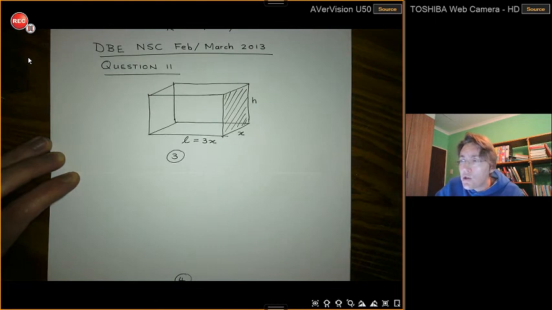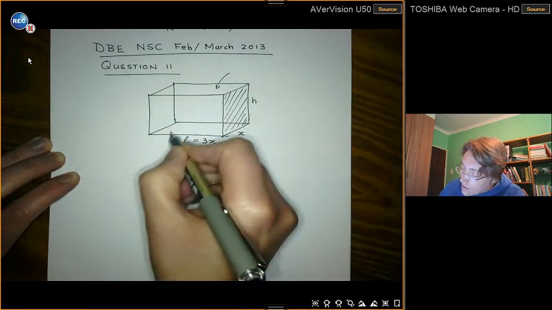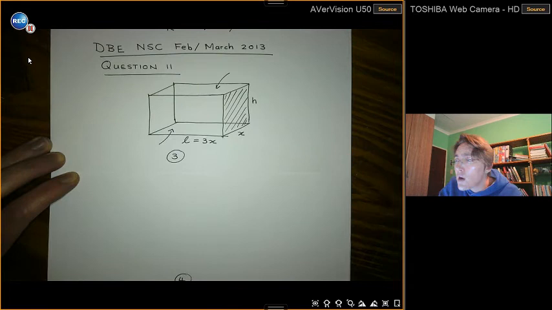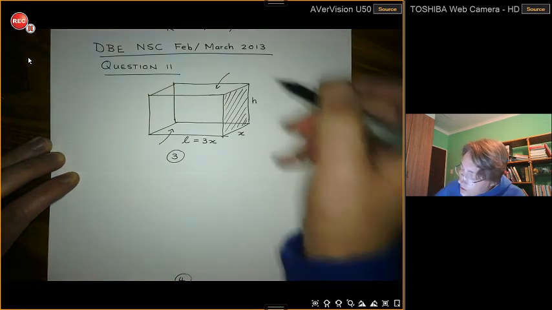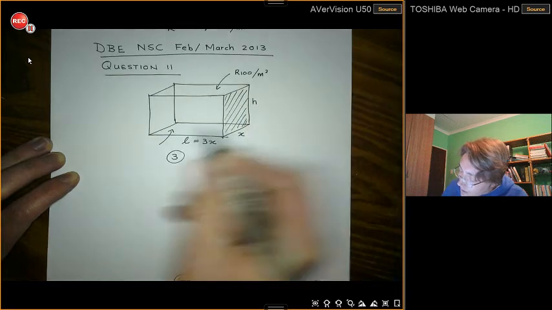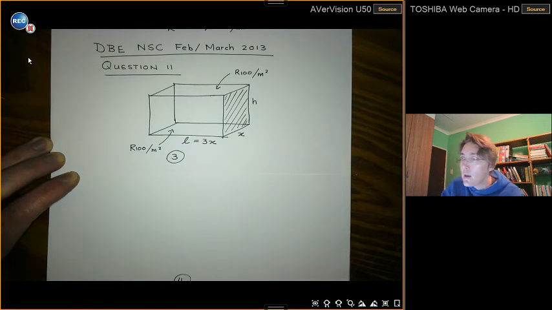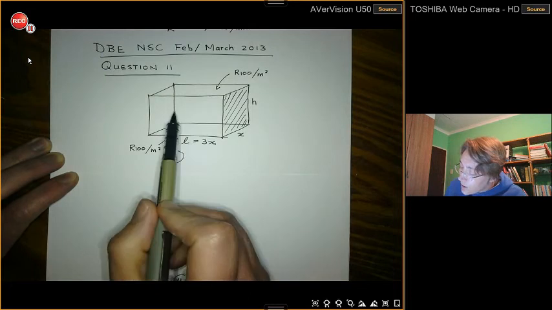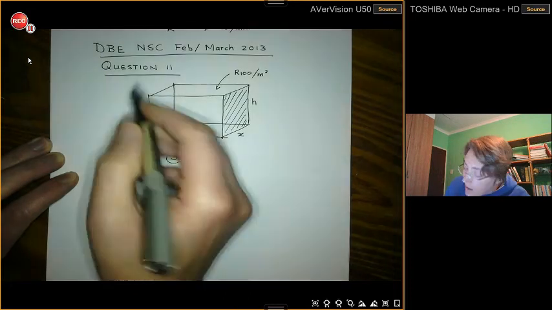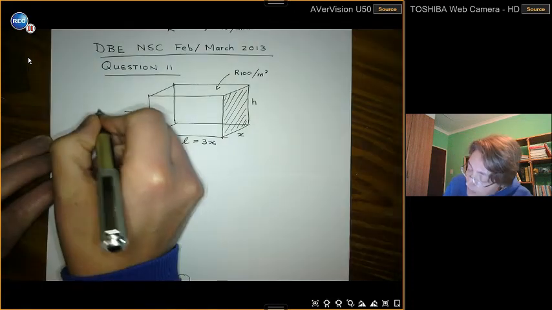The material used to construct the top and the bottom of the box, so very careful, the material used to construct the bottom and the top, so this one and this one right there, costs 100 Rand per square meter. So this is 100 Rand per square meter. And this is also 100 Rand per square meter. The material used to construct the sides of the box, so the sides obviously would be those 1, 2, 3, 4 sides over there, so that's all the sides, and that is costing 50 Rand per square meter.